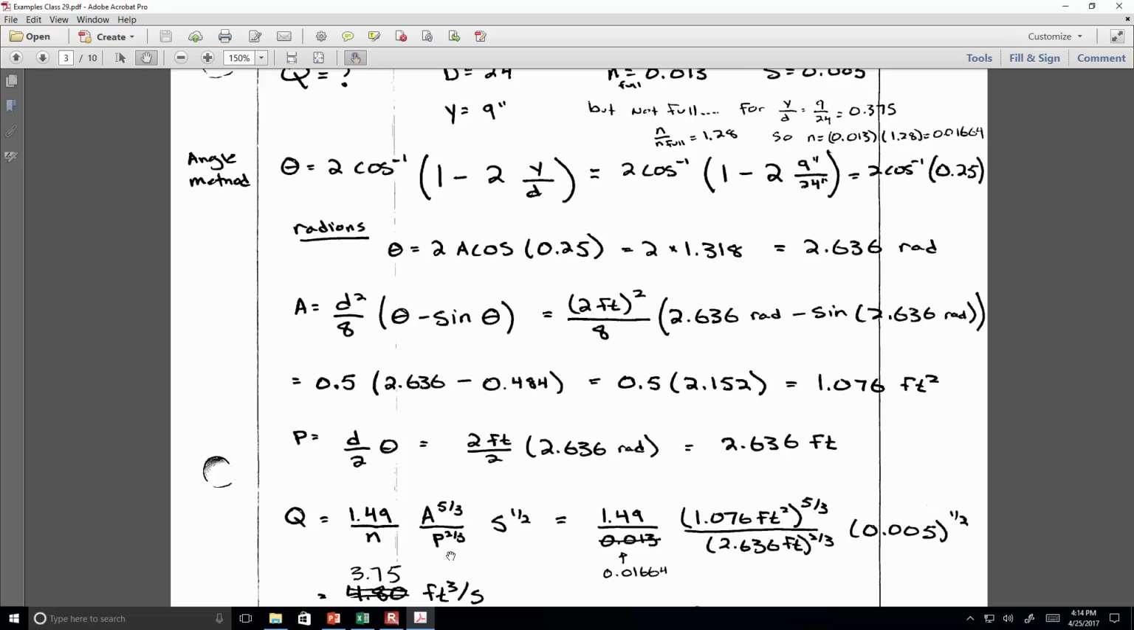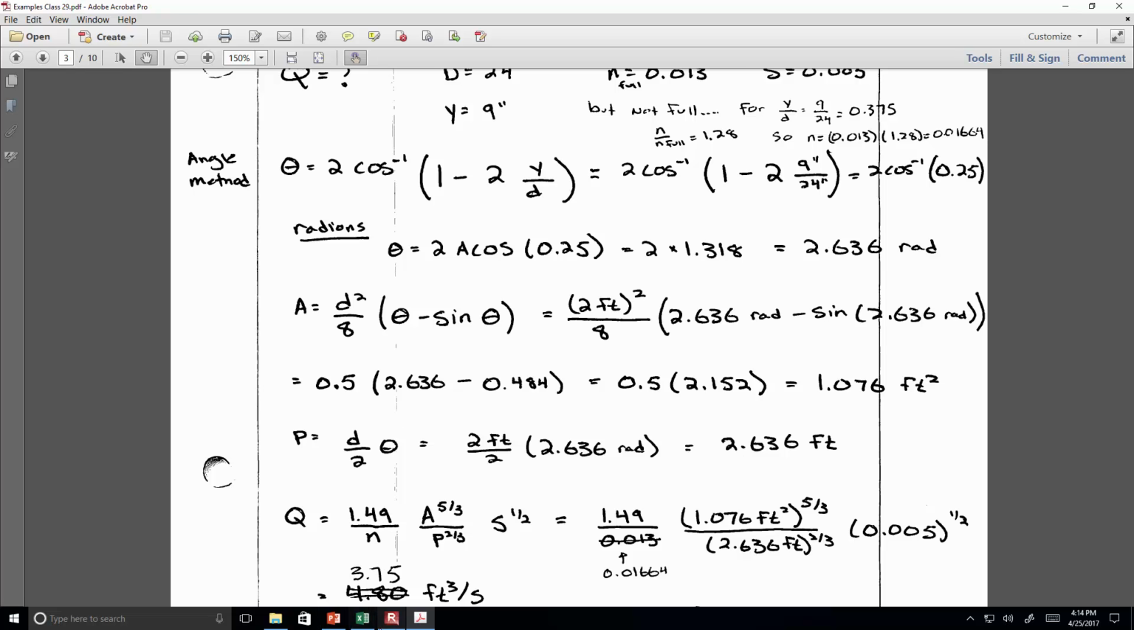3.75 cubic feet per second. I mean, it can be a little bit different depending on how you read the n to n full ratio off the top part of that nomograph. This is the flow rate that we're going to see. This is not Q full. This is the flow rate that we're going to see for the conditions that are described.